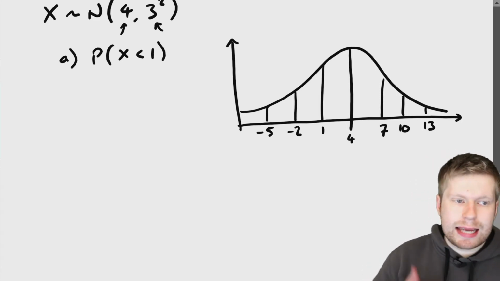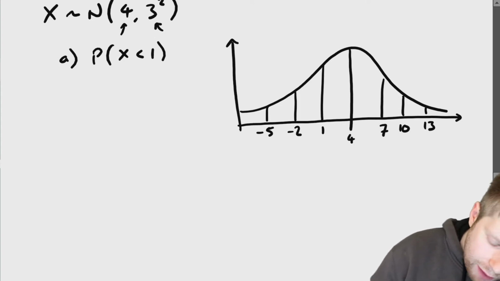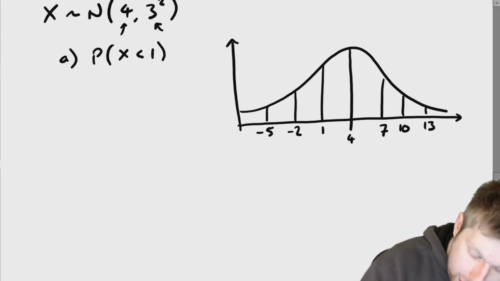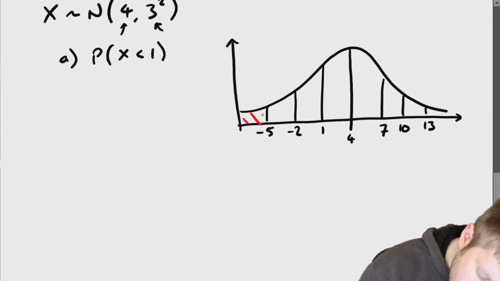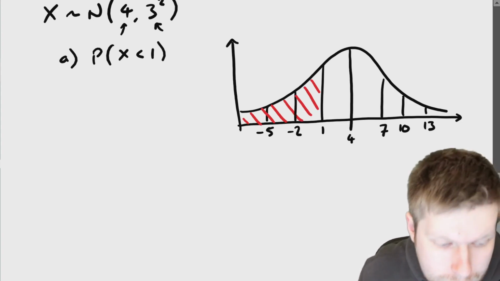All right, fantastic. So now if I want to find the probability of my random variable having a value of less than 1, well, basically what I'm looking at is the probability that I'm going to end up in this particular region here.